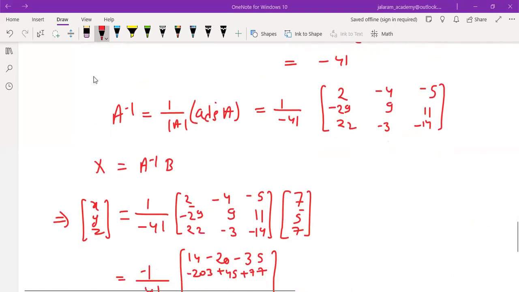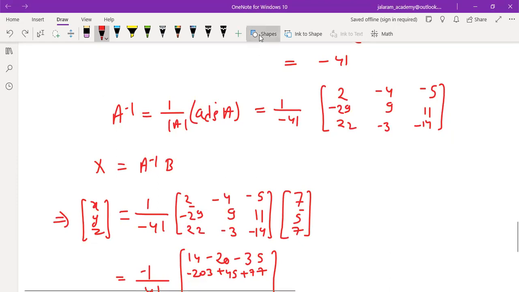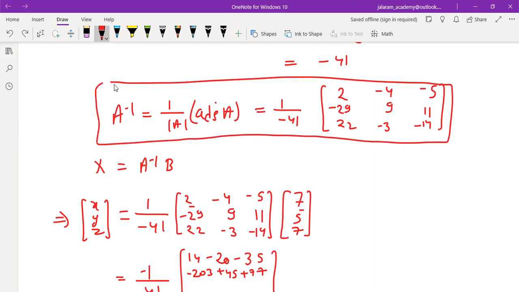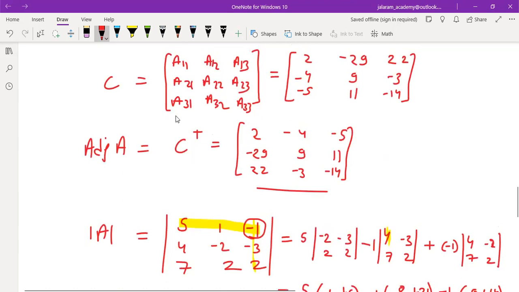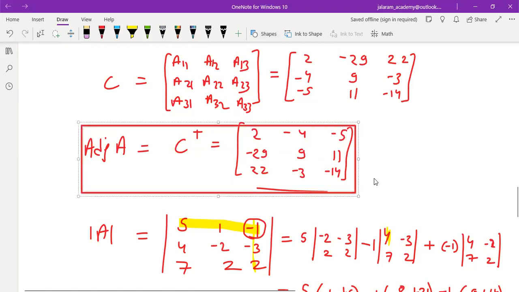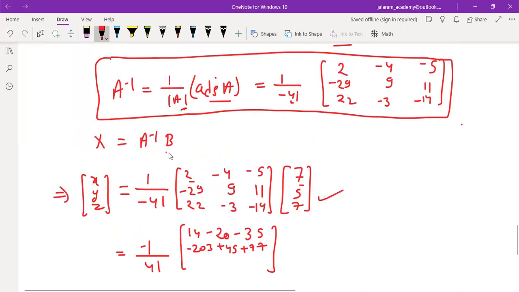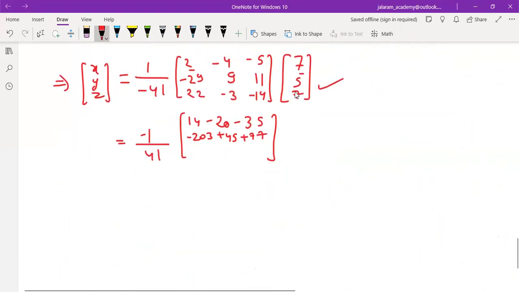So A inverse, we know, is 1 upon determinant of A into adjoint of A. We have obtained determinant of A as minus 41. So 1 upon minus 41 into adjoint of A, which we have calculated here. And B means the column 7, 5, 7. So now we multiply these.